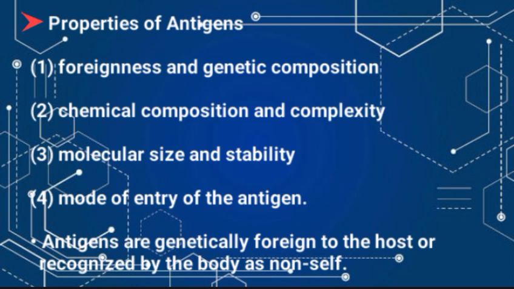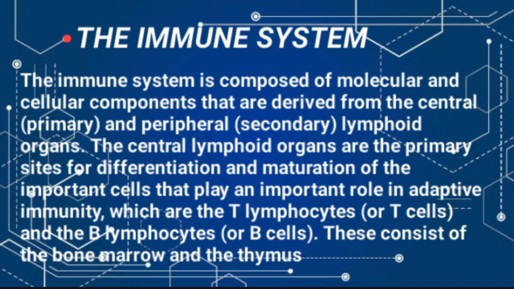Now that we already know the properties of an antigen to make it immunogenic, the question is, how does our body produce antibodies to fight these antigens? The immune system is composed of molecular and cellular components that are derived from the central or the primary and the peripheral or the secondary lymphoid organs.